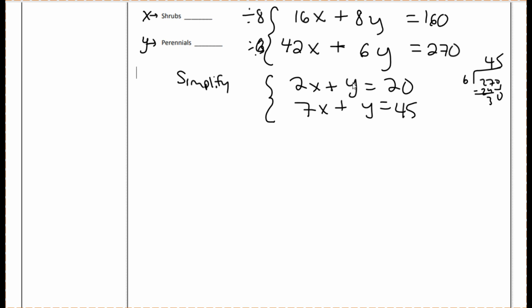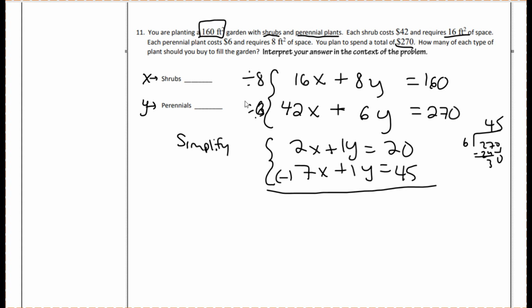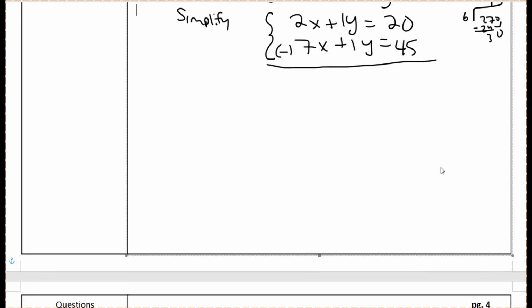Now I notice that the y's are by themselves and have the same coefficients. So I can go ahead and eliminate them by subtracting both equations. All I just did is simplify the equations to make it easier for me. You don't have to do this by any means. You can work with big numbers, but I'd rather work with smaller numbers.